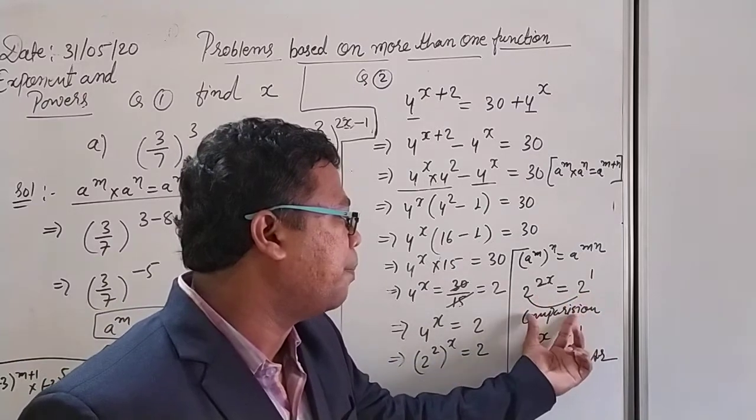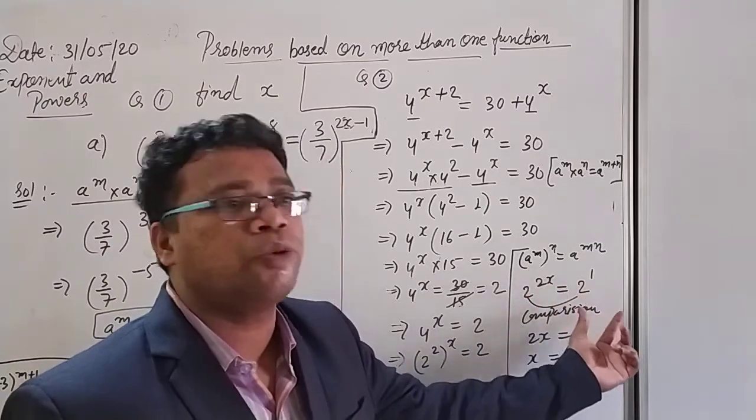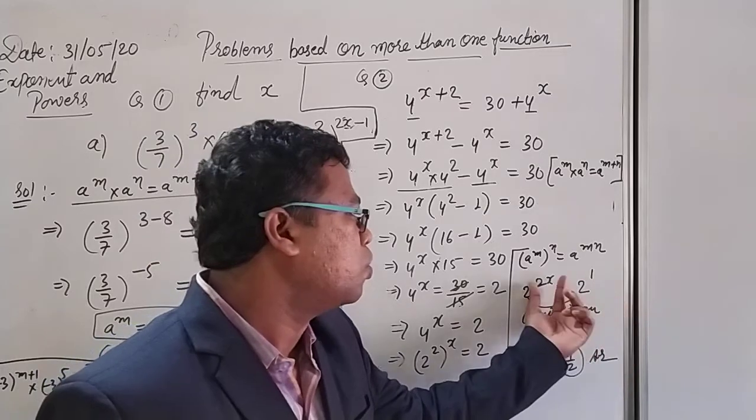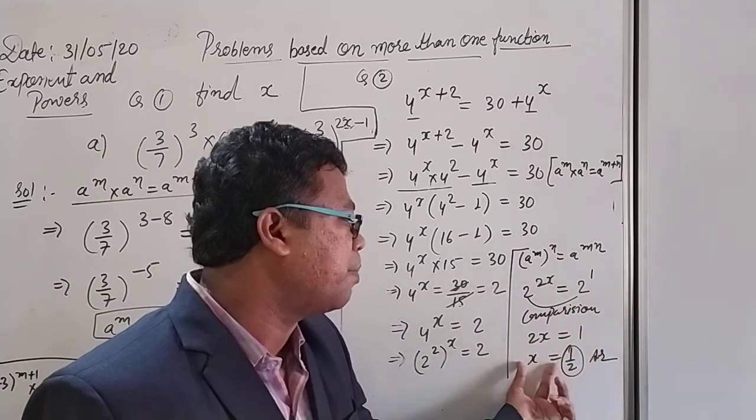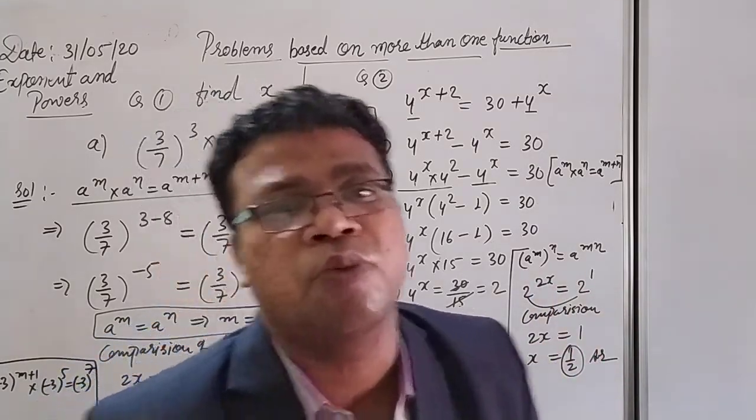So right now by the comparison, a to the power m is equal to a to the power n, m should be equal to n. So 2x should be equal to 1. From here I am getting the value of x, that is x is equal to 1 upon 2.